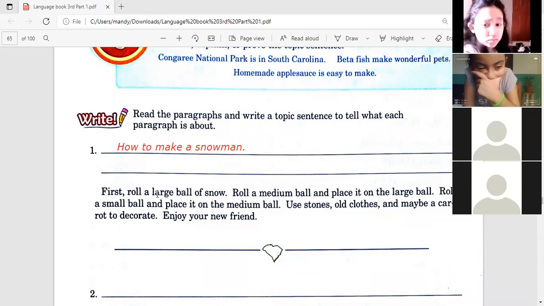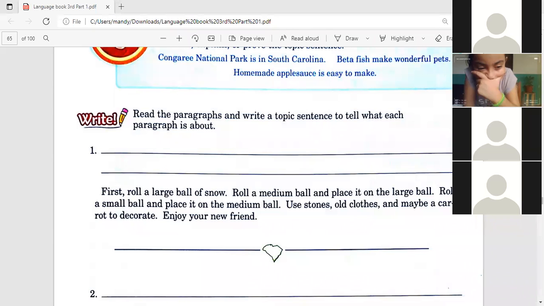Okay. First, you create a large ball of snow. The second step, you roll a medium ball of snow. Then a small ball, and you place clothes. Yeah, how to make a snowman. This one is the main idea or the topic, yes? Okay, so you're writing this one in line number one. How to make a snowman. Excellent. Okay, this paragraph is about how to make a snowman. Okay, that's good. So let's see, number two.